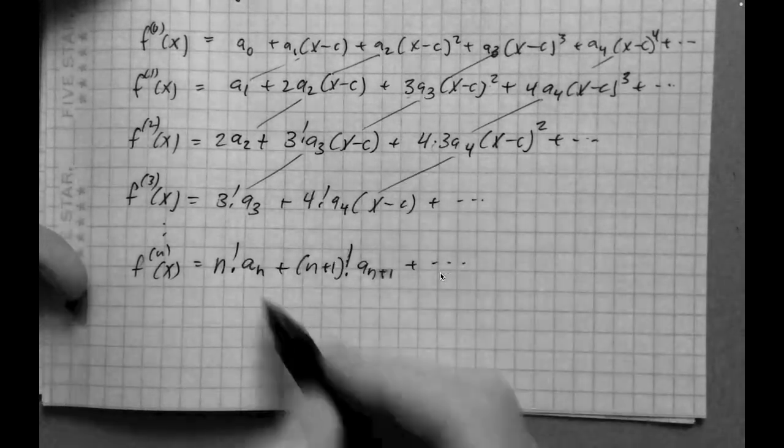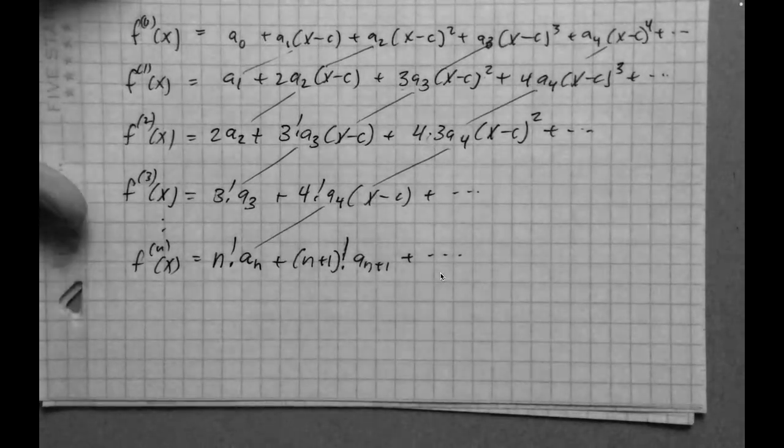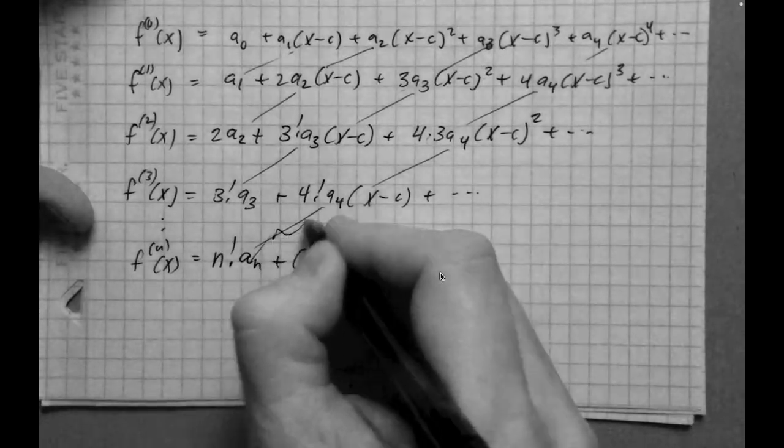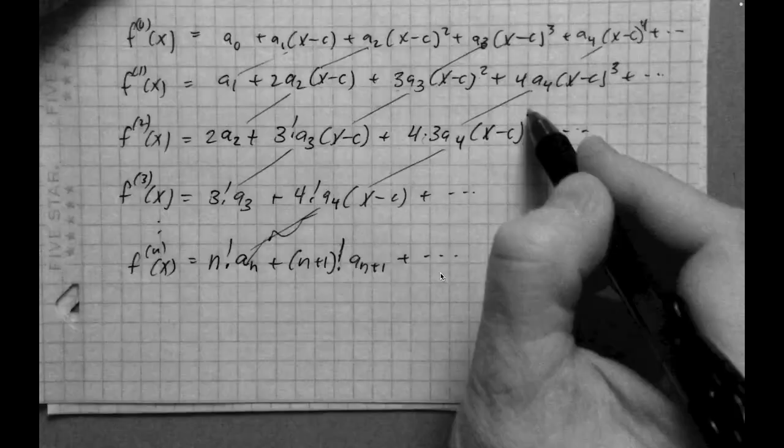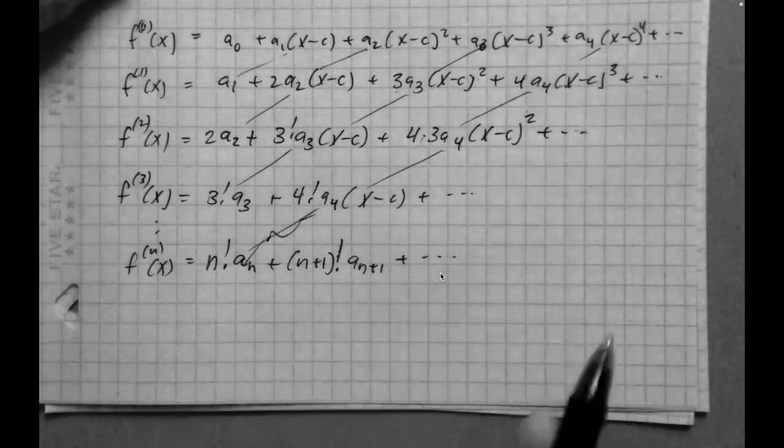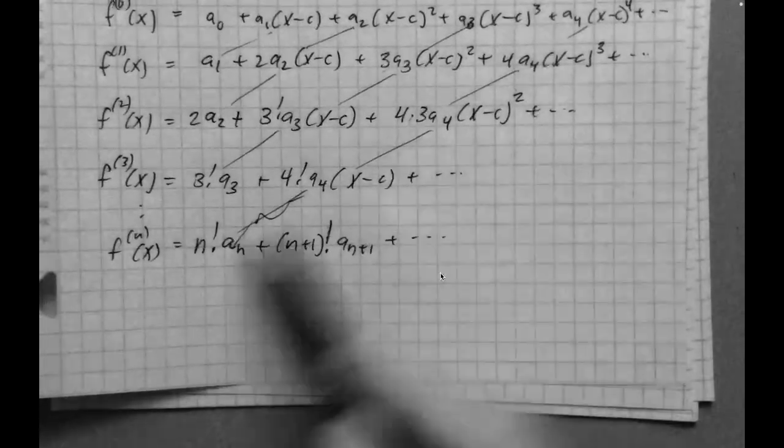The way the differentiation will successively bring the powers down front, and you get this factorial form. Now, what happens when we evaluate each of these derivatives at x equals c?